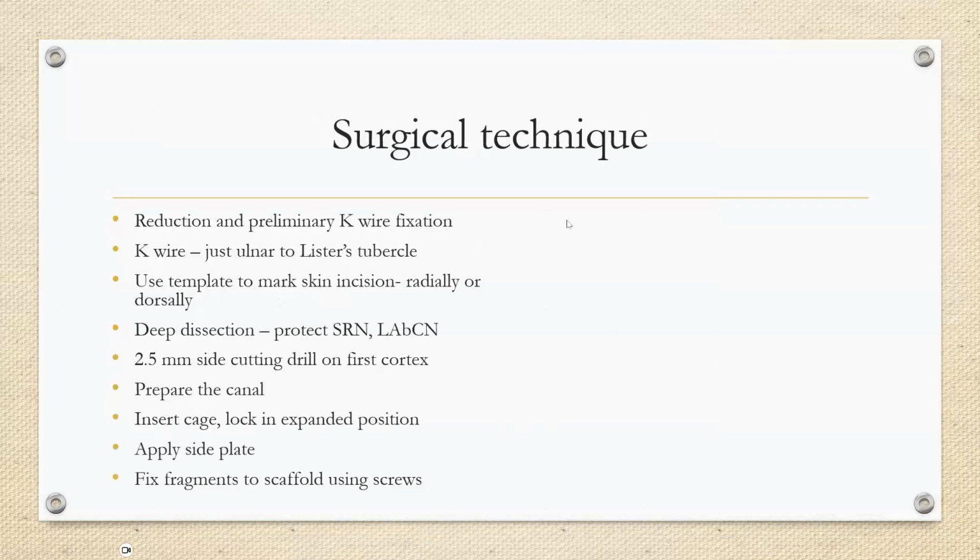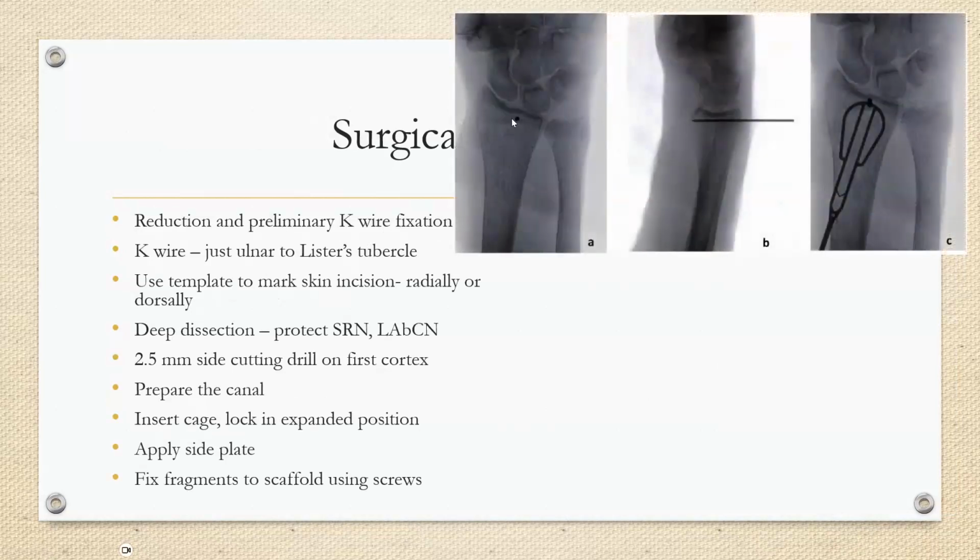So just again quickly about the surgical technique. All the initial steps are similar to nailing. Reduction and preliminary K-wire fixation should be done by traction and indirect reduction techniques, following which a K-wire should be placed just ulnar to the Lister's tubercle. This is the guide K-wire.